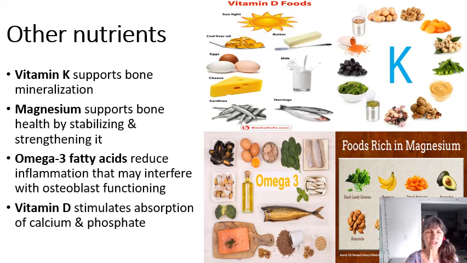There are other important nutrients involved in building bones. Vitamin K is important in supporting mineralization of bone. Magnesium helps to support bone health by stabilizing and strengthening it. Omega-3 fatty acids are important because they help reduce inflammation that can interfere with osteoblasts laying down bone matrix called osteoid. And again, it's the vitamin D that stimulates the absorption of calcium and phosphate.